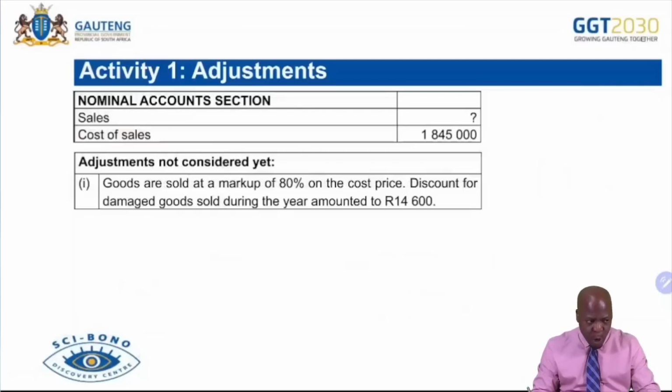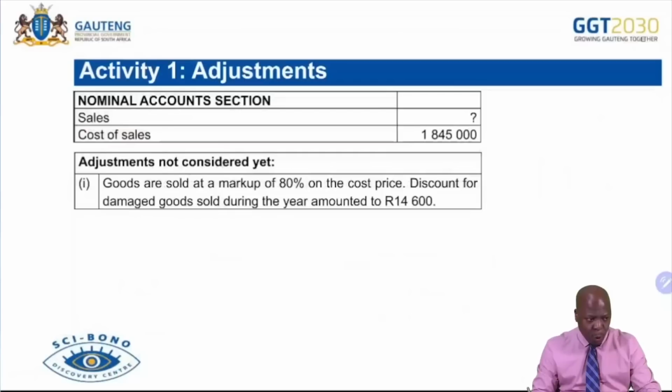goods that were sold, but at a discounted amount, and we're told that the discount for the damaged goods sold amounted to 14,600. So what we want to see is how to record these amounts. Let's see how we can record these amounts.